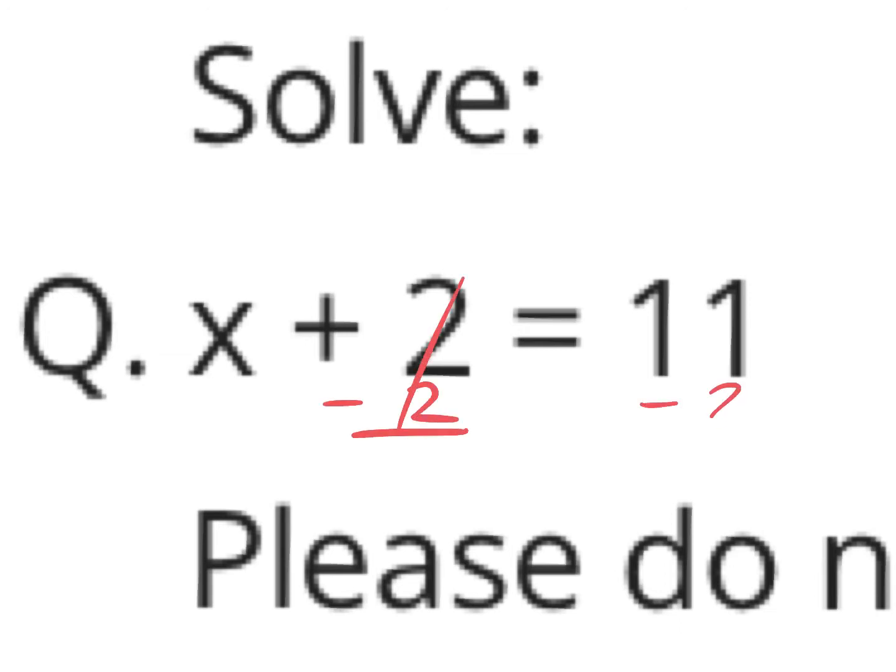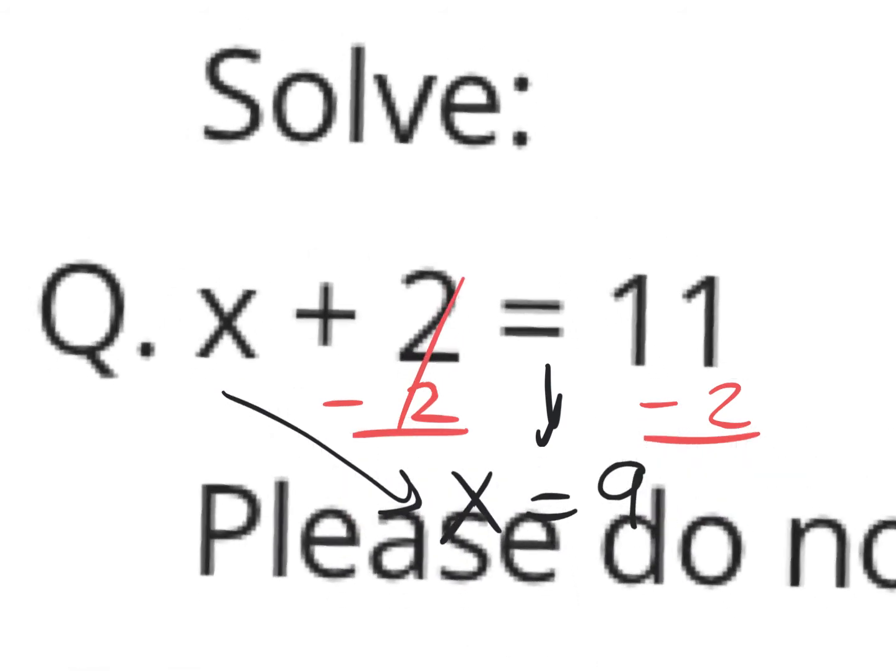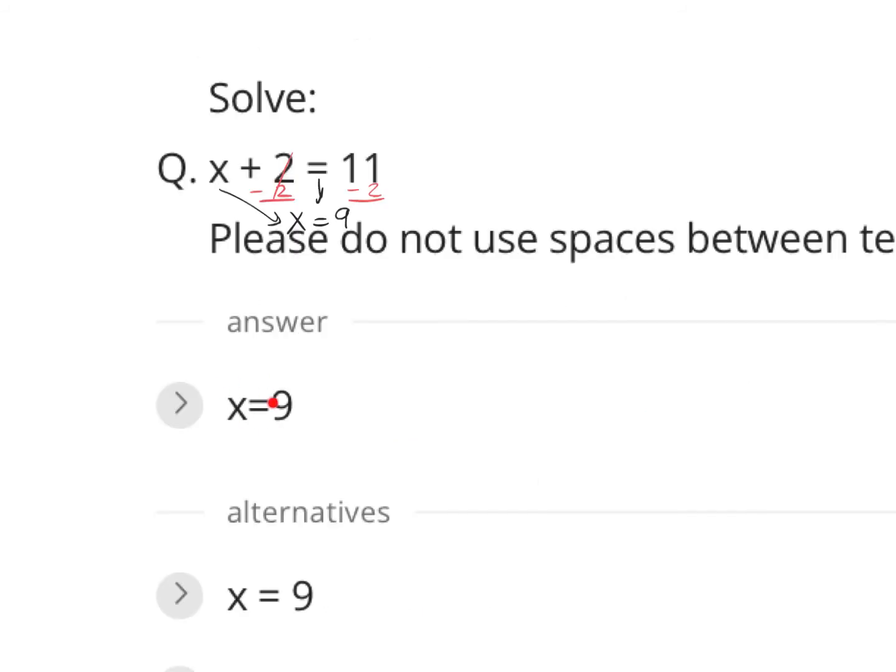What you do to one side, you do to the other side. So what do we have left? We have the x left over. We have the equal sign that comes down, and 11 take away 2 is 9. So there is your answer. X equals 9. Whoops. There it is. X equals 9.